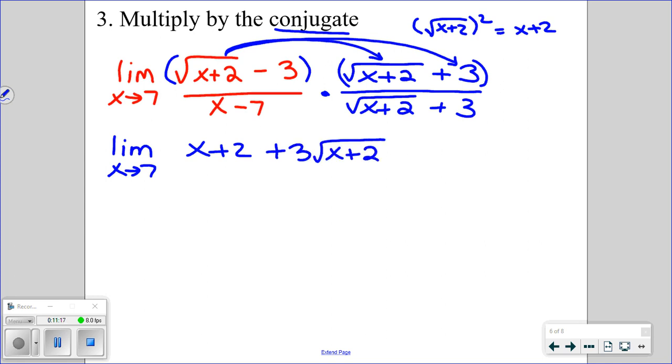Now, you'll see what happens here in a minute. Then negative 3 times square root of x plus 2, so that would be minus 3 times the square root of x plus 2. And then negative 3 times 3 is negative 9. Now at first it looks more complicated, but look what happens to your middle terms. Your middle terms cancel.